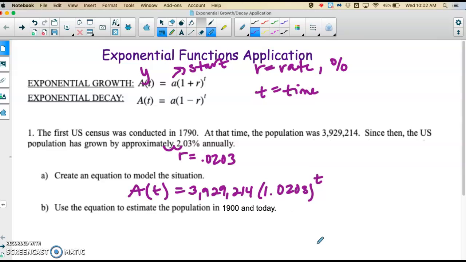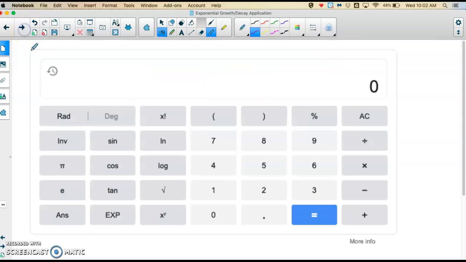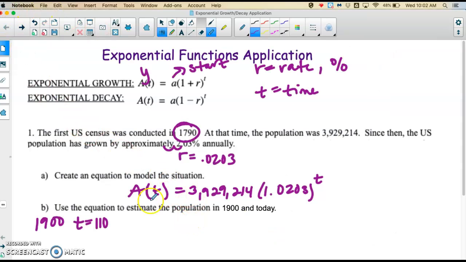So let's start with 1900. Since this is starting in 1790, for 1900, t is going to equal 110. So all you would do is plug that in, and I don't have a graphing calculator here, so I just use Google. I just Googled the calculator, and this works out fine. This is your exponent button right here.